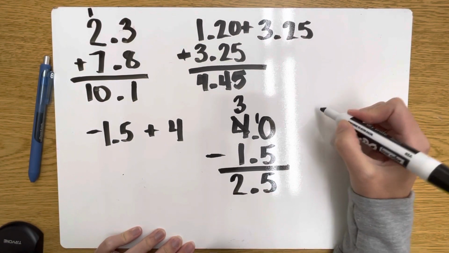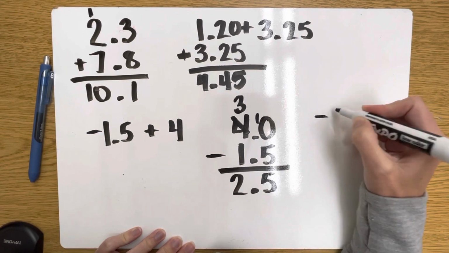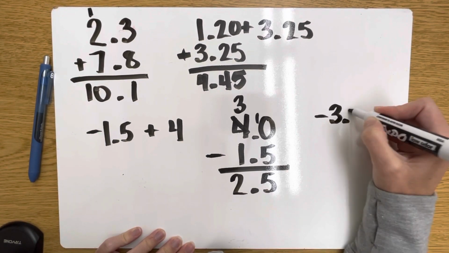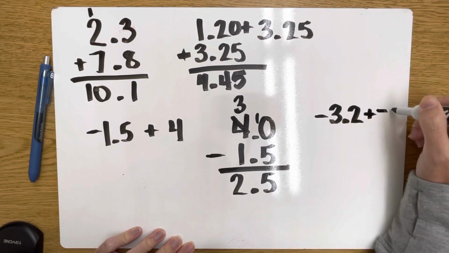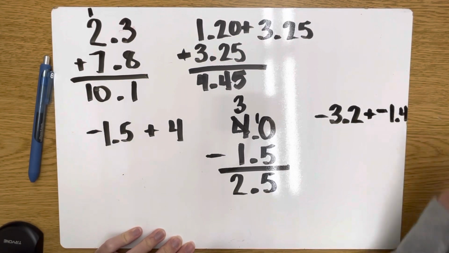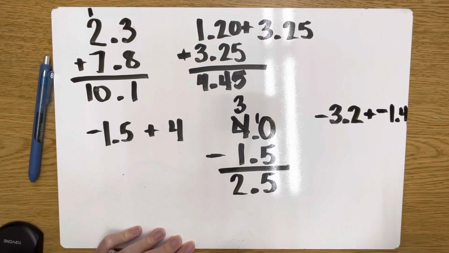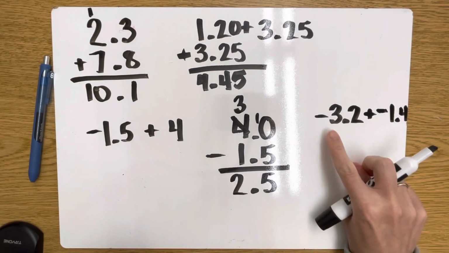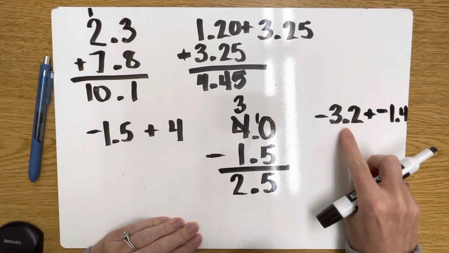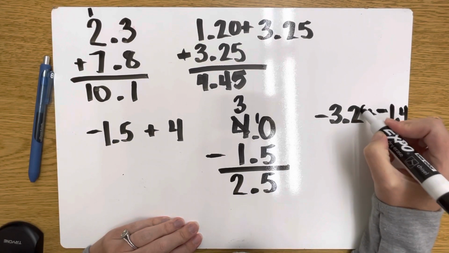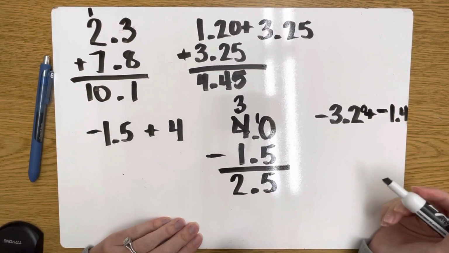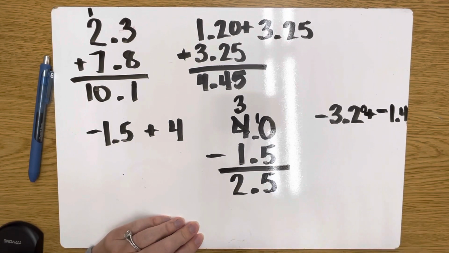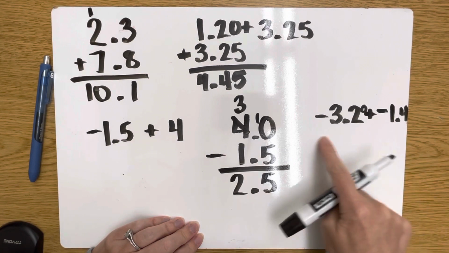Let's say we have -3 2/10 plus -1 4/10. This is kind of like a horrible day. We lost $3.20. We can always add that little extra 0 there. And then we lost $1.40. How much do we lose altogether? So this would have a negative answer.